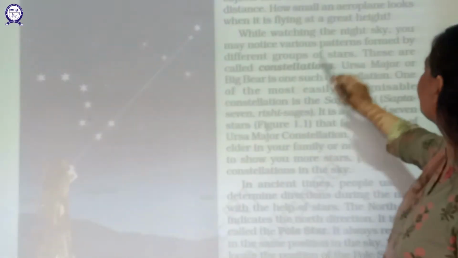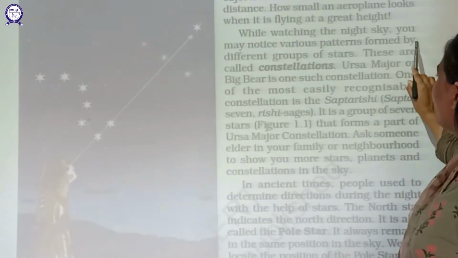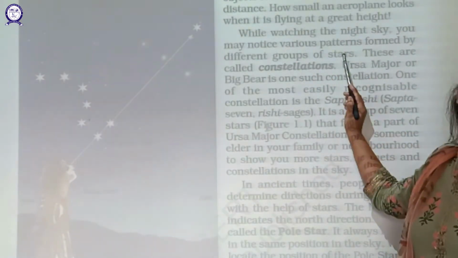Now what is a constellation? We can say that it is the various patterns formed by different groups of stars.